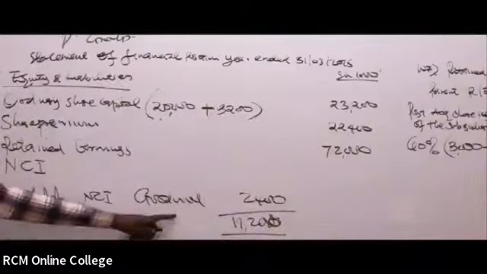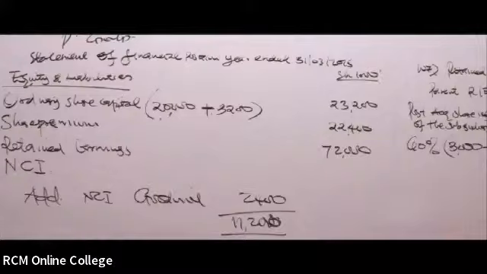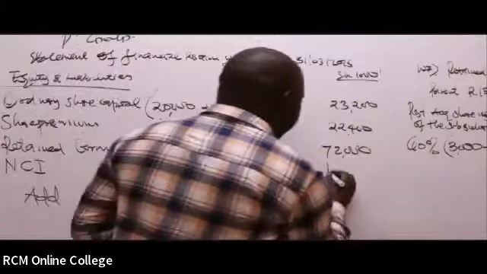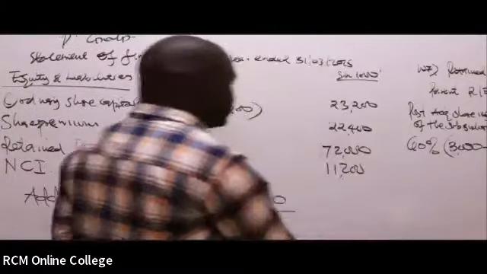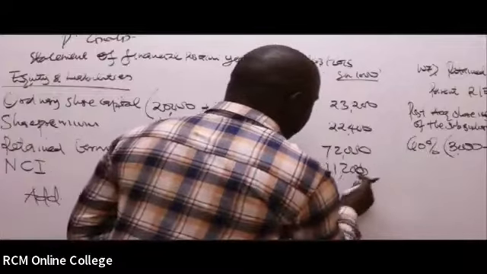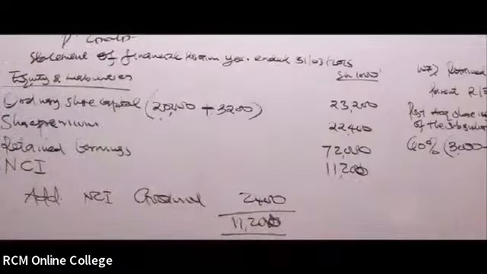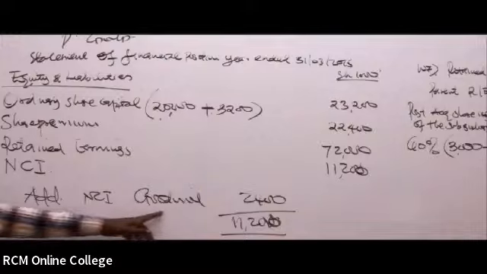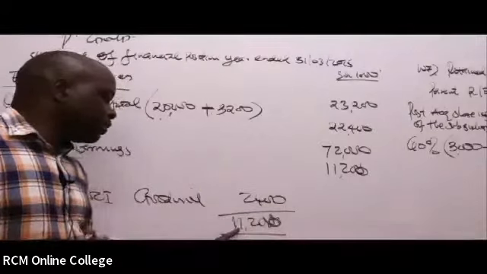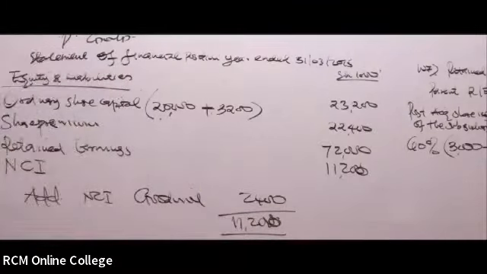11,200,000. So you'll add goodwill on it to get 11,200,000. And therefore, in this case, our NCI here will likely be 11,200,000. So just go on the same working. The one we had done for NCI, we are supposed to add the NCI goodwill of 2,400,000. You'll get a total figure of 11,200,000. And therefore, that is what we'll end up having to recognize as the NCI under equity and liabilities. So we need to add the NCI of the goodwill. So those are the only equity items we have.